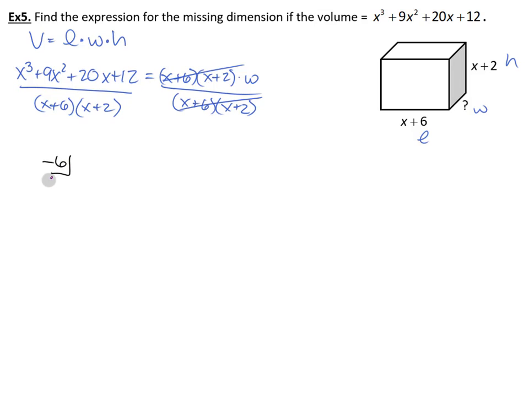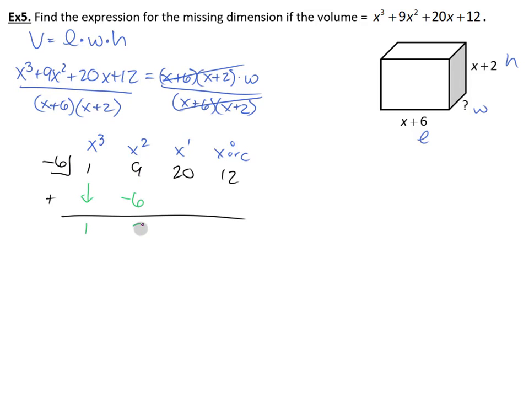I would put the -6 in the box. My coefficients are x cubed, x squared, x to the first, and x to the 0, or a constant. And our coefficients are 1, 9, 20, and 12, all positive. Okay, so let's go through this. Drop down our 1, times -6, adding we get 3, times -6, adding we get 2, times -6, and beautiful, yep, it went in there. So we got a nice remainder of 0, and it tells me this is my remaining constant, this is x to the first, and this is x squared.